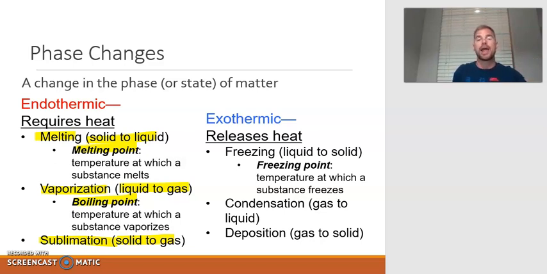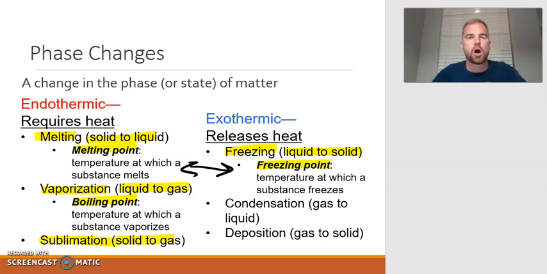The other 3 are exothermic, which means heat needs to leave. Heat needs to get out of the particular system. And so for something to freeze, which is going from liquid to solid, that needs to release energy. This is known as the freezing point. It is actually important to know that the melting point and freezing point for a substance is exactly the same.